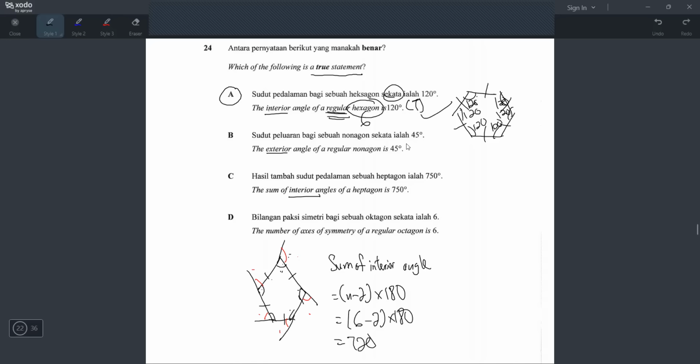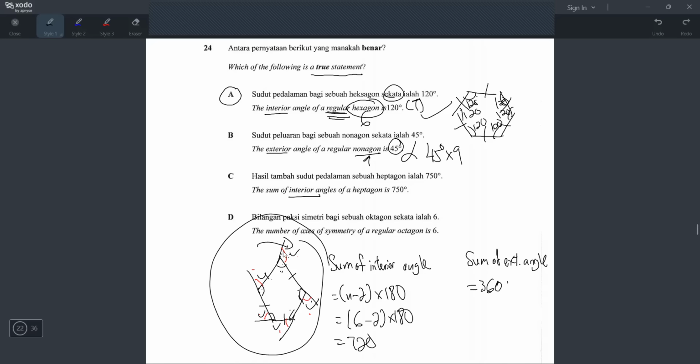But I want to explain why B is wrong. They say the exterior angle of a regular nonagon is 45, right? Let me tell you the sum of exterior angles will always be 360. If you imagine this red angle and rotate it very fast, it will eventually form a circle. So to check whether the exterior angle of a nonagon is 45, you can take 45 times 9, because a nonagon has 9 sides.